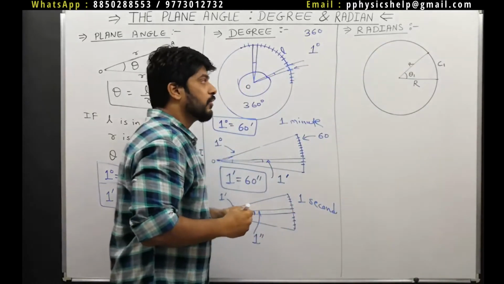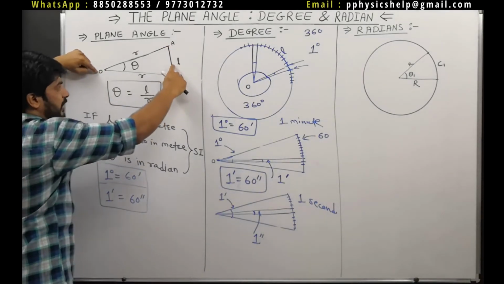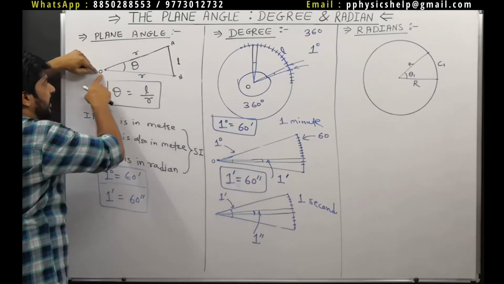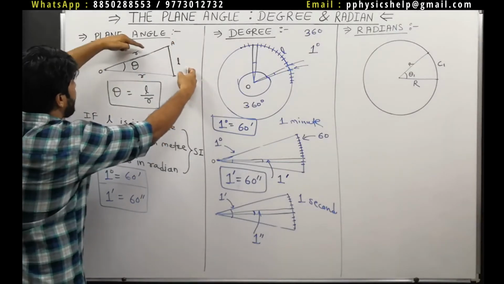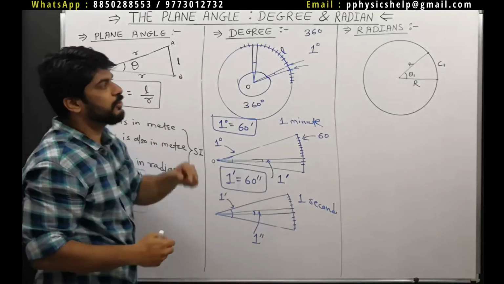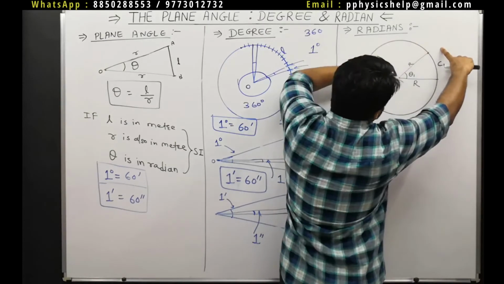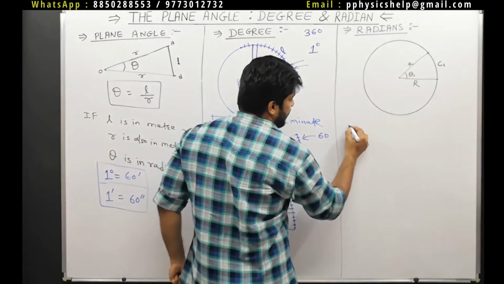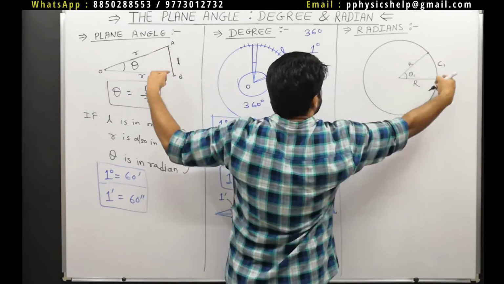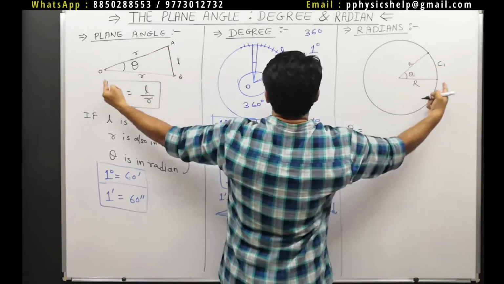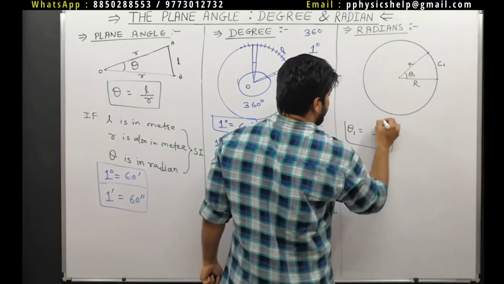Now using this definition over here, you can see there is an arc or line which subtends a certain angle theta at a point, and it is defined as this length divided by this distance r. Same we can do here. We have this length of the arc and this distance. So in this case we can say theta 1 is equal to C1 upon r. So this would be our first formula.